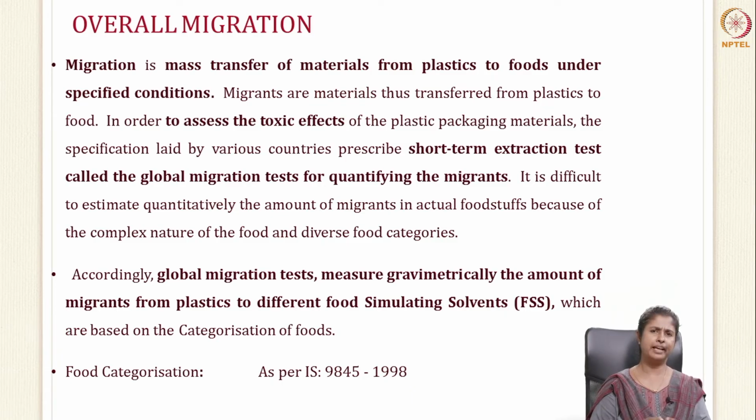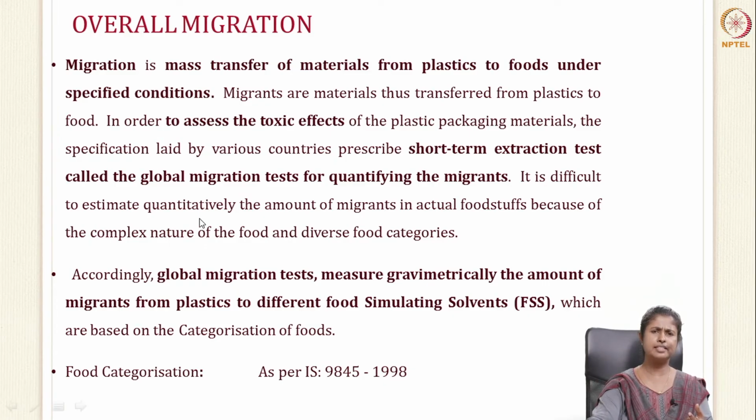Now, what is migration? It is the mass transfer of material from the plastic to the food under specified conditions. Migrants are materials thus transferred from the plastics to the food. If you want to assess the toxic effects of these packaging materials, you have to go in for a short-term extraction test, which is known as the global migration test. For quantifying the migrants, you want to see how much of the migrants have come from the packaging material, and that test is known as a global migration test.